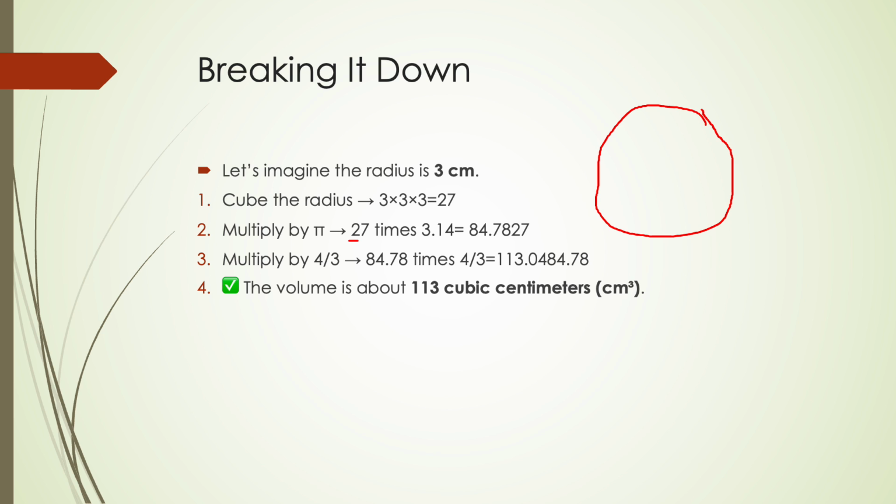And then we're going to take that 27 and we're going to multiply it by pi, which is 3.14. And that gave us a total, or a sum, of 84.78. Now we take that and we multiply it by 4/3, which equals out to be around 113 cubic centimeters. And when we're talking about the volume of our sphere, we're talking in cubic centimeters.